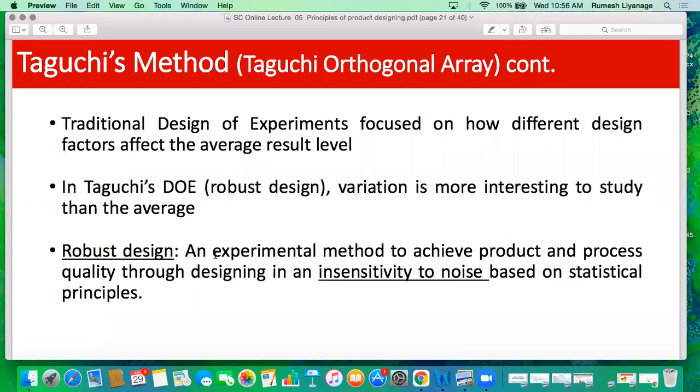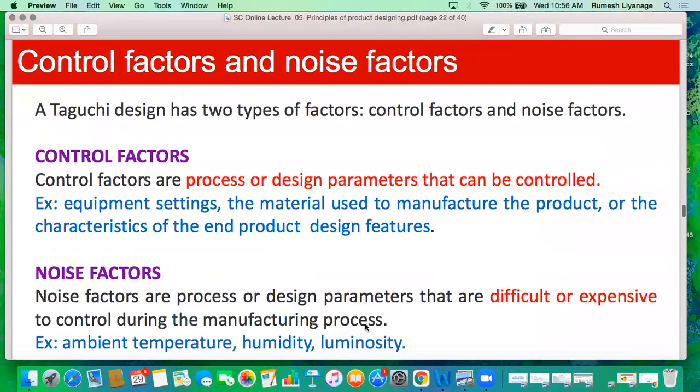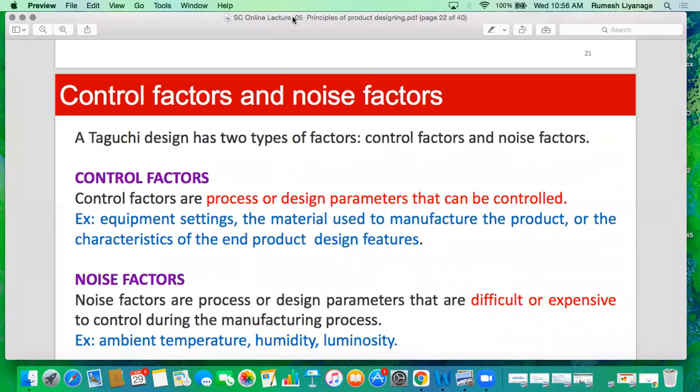Robust, do you know the meaning of robust? We have reduced the noise factors. We can reduce the errors, right? If it is a Taguchi design, it is actually a robust design. It means reduced noise. It means a very good design, right? We have reduced errors.